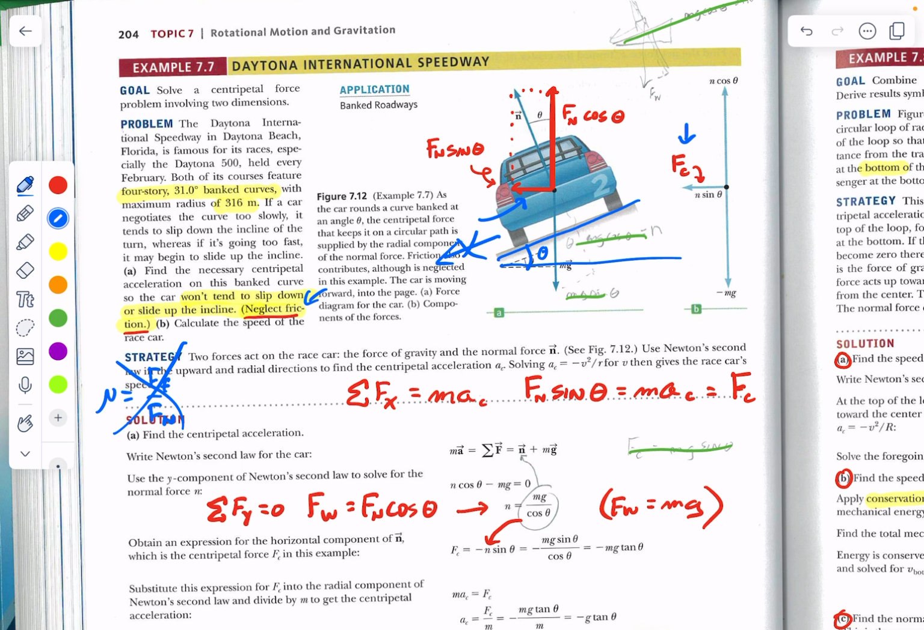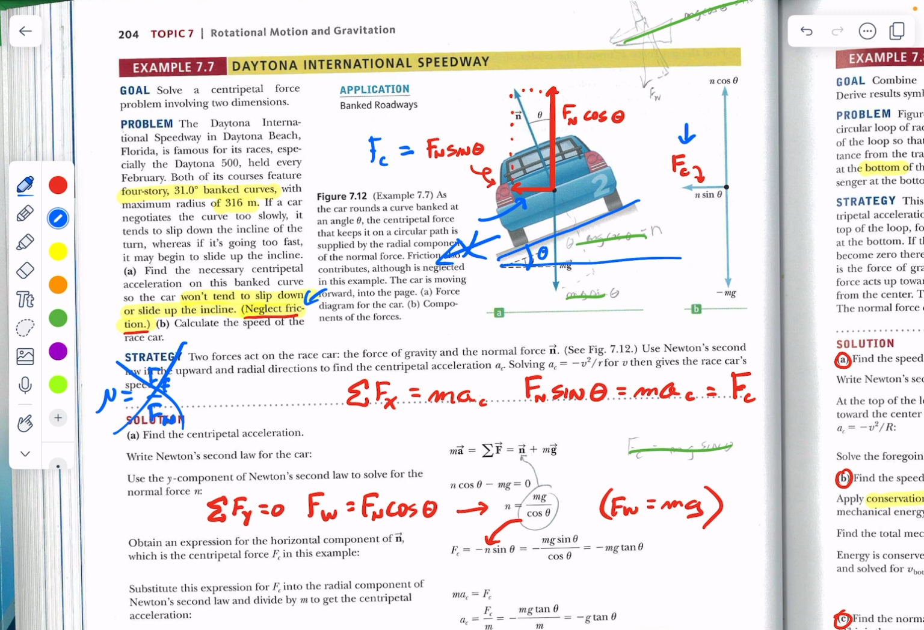And so my centripetal force is the unbalanced force. If you think again about the summation of my forces in this direction, it must equal ma. Ma is mass times the centripetal acceleration, and that is, in this case, the horizontal component of my normal force.